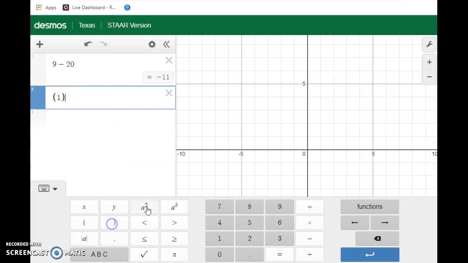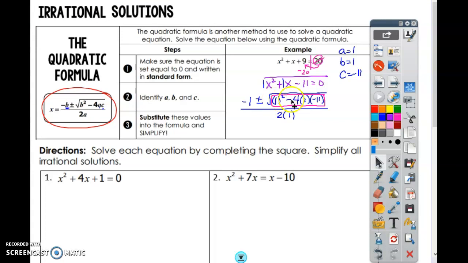Parentheses 1, close parentheses square, minus 4, parentheses 1, close parentheses, parentheses negative 11, close parentheses. So inside the radical is a 45. All of this is underneath the radical, that's 45. So watch this. All of this is now going to be equal to negative 1 plus or minus the square root of 45 divided by 2 times 1 is 2. Okay? So that's what we need to start doing inside the radical. We can put the whole thing in there.